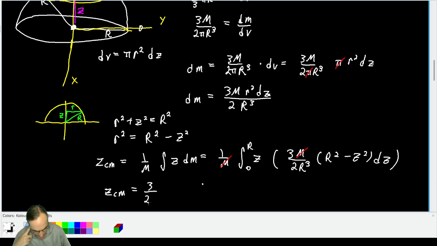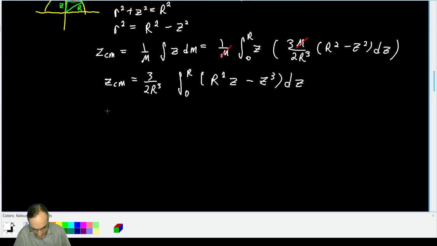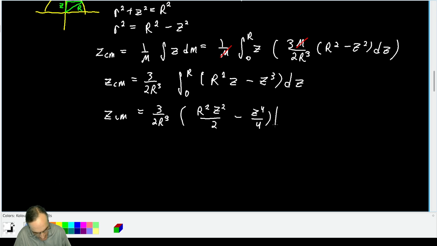So we're going to have z center of mass is 3 over 2 big R cubed. We'll integrate from 0 to R. Let's take that z and distribute it. So we have big R squared times z minus z cubed dz. All right, finishing this up, we'll integrate. 3 over 2 big R cubed, then we get big R squared z squared over 2 minus z to the 4th over 4, and we evaluate in the limit 0 to big R.